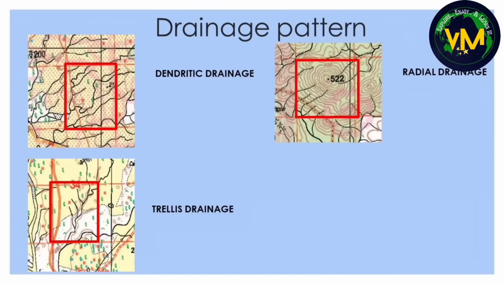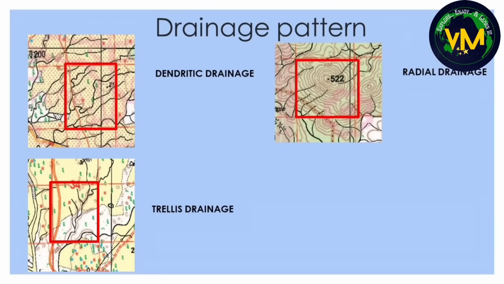And very important, drainage pattern. There are 3 drainage patterns included for the 2023 exam. The first one is dendritic. The seasonal streams look like the veins of a leaf or branches of a tree. And in trellis, you can see one main stream, and from that main stream, you can see many tributaries drawn almost parallel to each other. And they will be meeting the main stream almost at right angles.